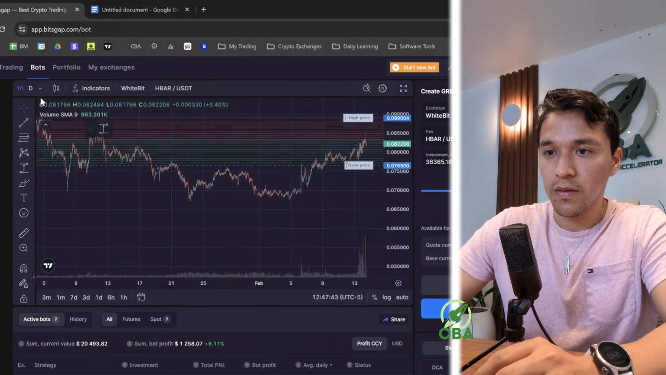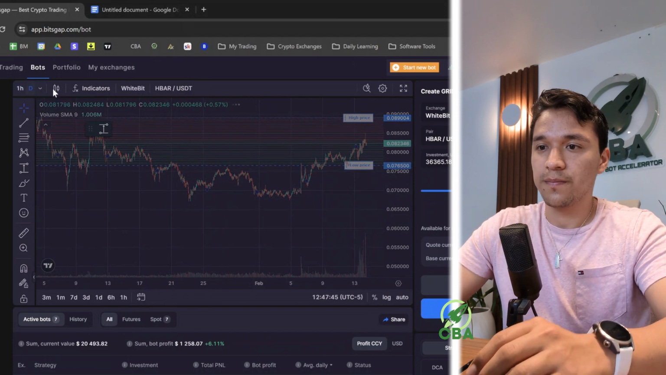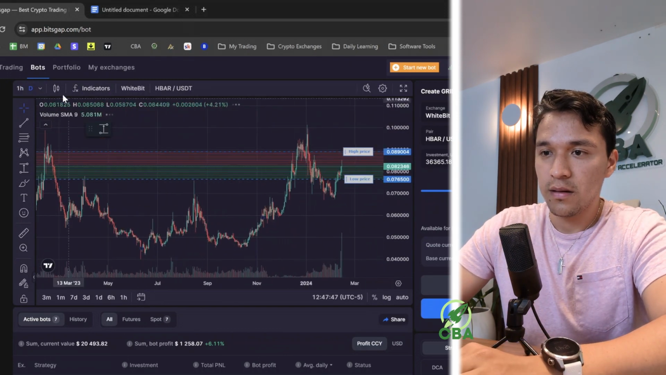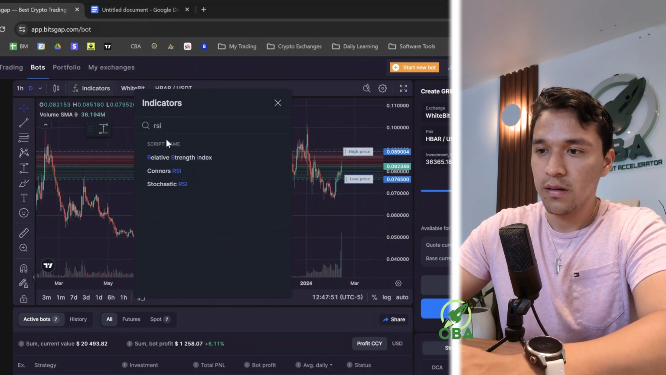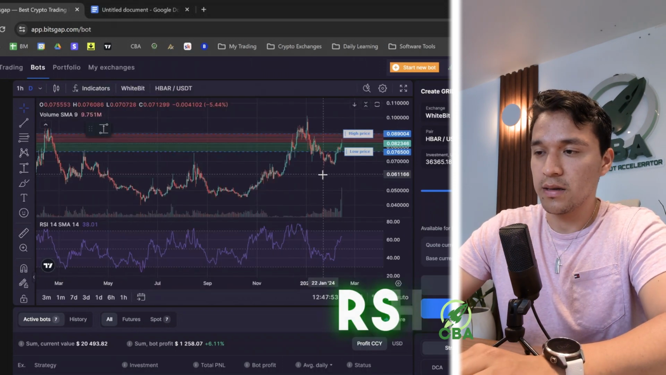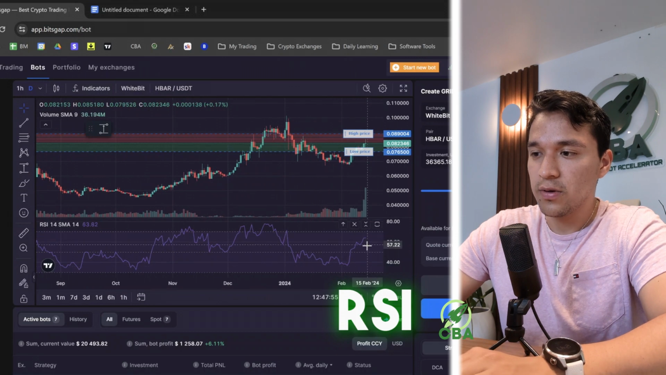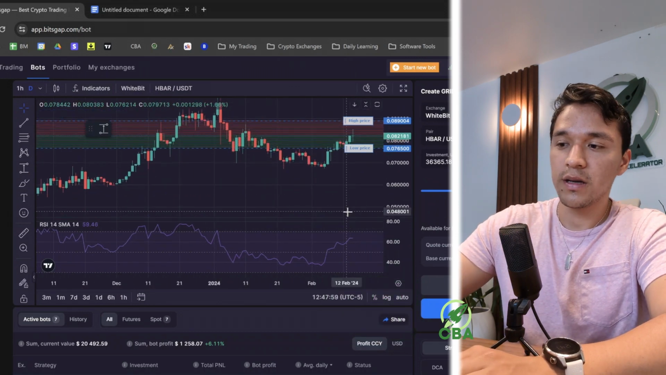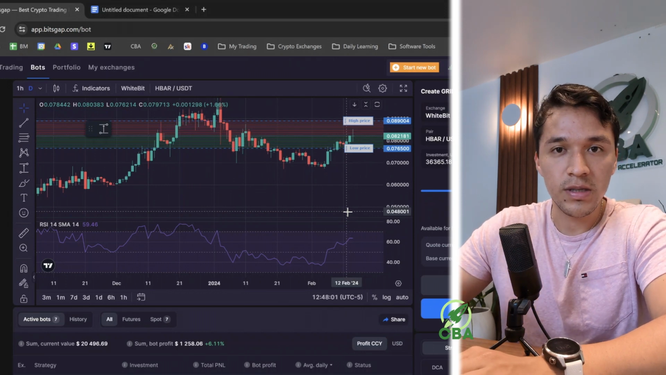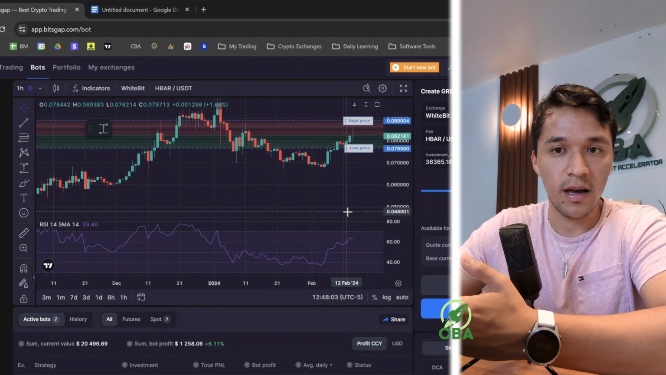Okay, then I'm gonna go to the daily time frame and I'm gonna install an indicator. I'm gonna call it the RSI. I'm gonna be looking at the RSI. The RSI is a momentum indicator. It's an indicator that is gonna allow me to see where the cryptocurrency is sitting at.